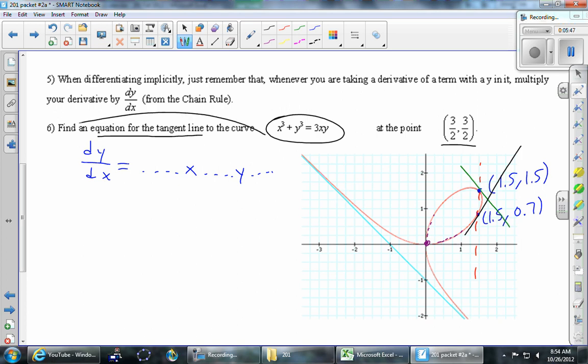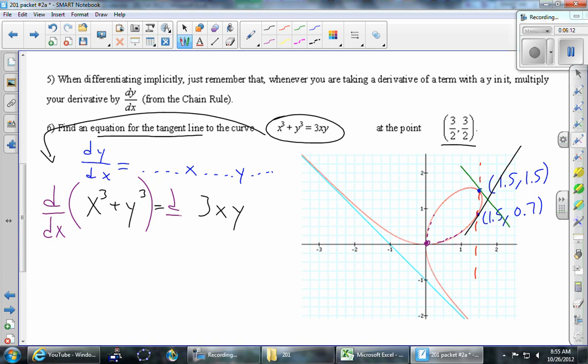So let's go ahead and write this equation again. X cubed plus y cubed equals 3xy. Then I'm going to put the same thing in front of both sides. You guys know what that is? What do I want to do to both sides? Take a derivative. I want to find dy/dx, so let's take a derivative of both sides. So d/dx is our Leibniz way of saying take a derivative.